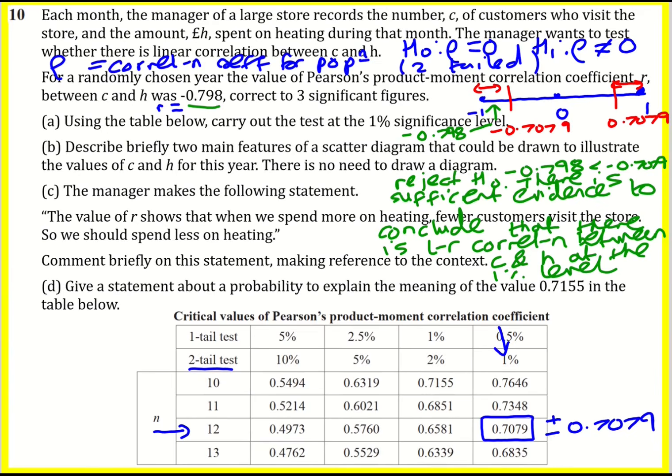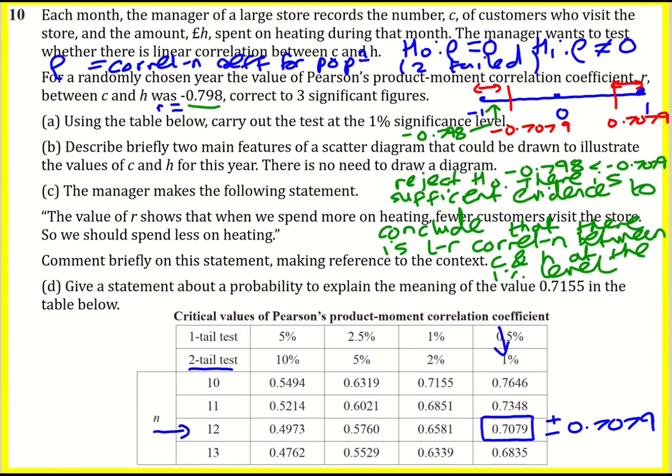On to B: describe briefly two main features of a scatter diagram that could be drawn to illustrate the values of C and H for this year. There is no need to draw a diagram. Now I've got to say, when I read this, I completely misinterpreted it. I just thought it was saying, what would you add to your scatter diagram when you draw it? So I went with you plot your points and a line of best fit.